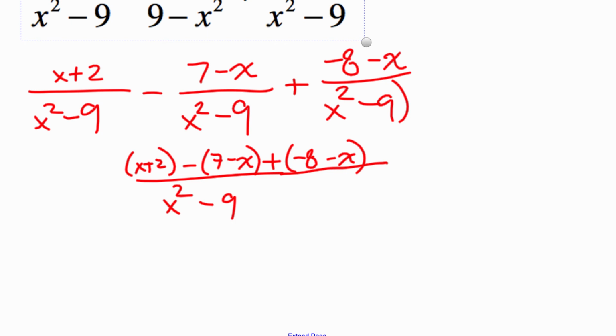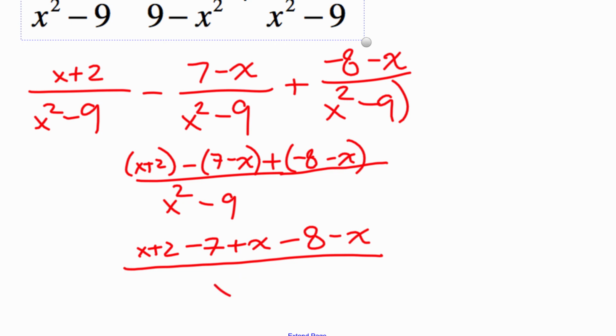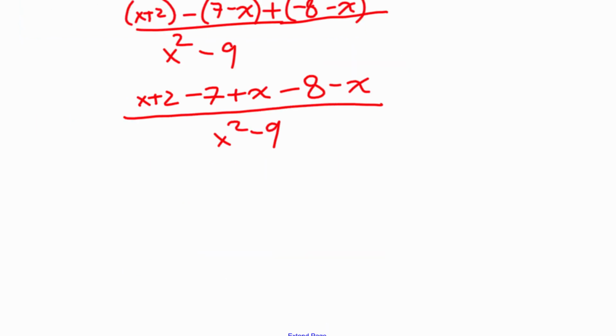Okay, let's drop the brackets. So this would be x plus 2. I need to apply the negative through, so it would be a negative 7 plus x. And then this would be add a negative 8 or just subtract 8. And this will be a subtract x. All over x squared minus 9.